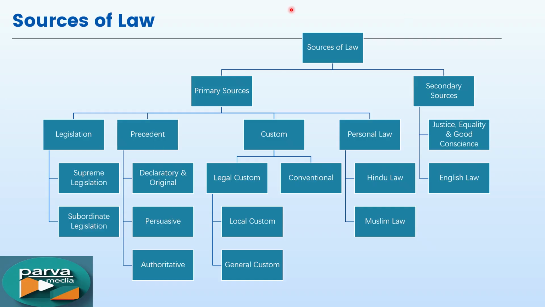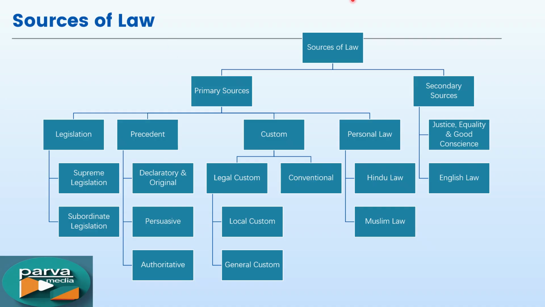Next one is precedents. Precedents are the judicial decisions that guide future cases. These are also called judge-made laws. Whatever decision a judge gives, those will be binding factors. These can be authoritative or persuasive, and either declaratory or original. So we will go through them one by one in detail in the later videos.